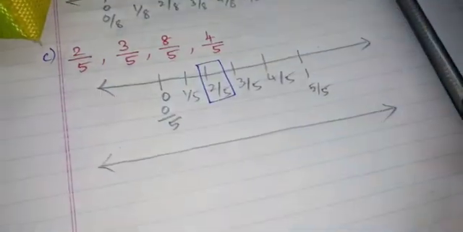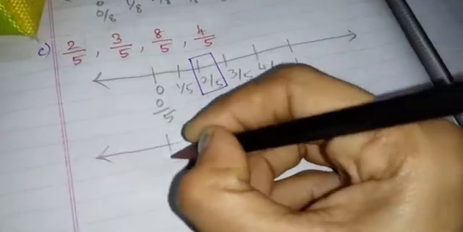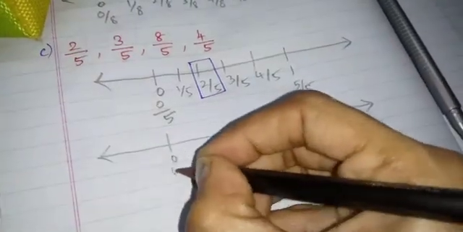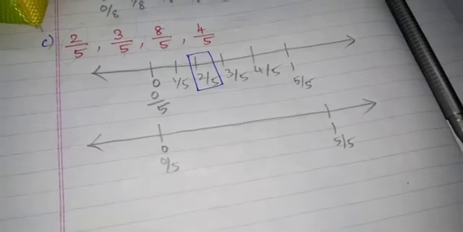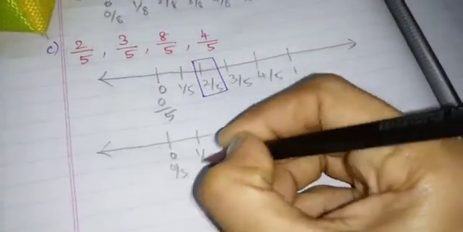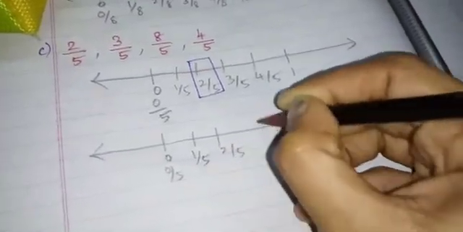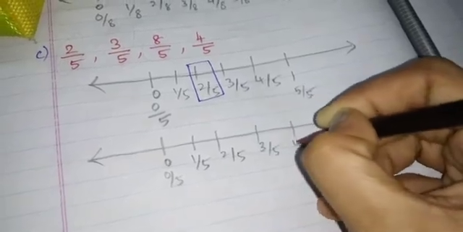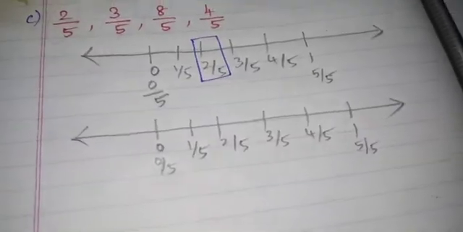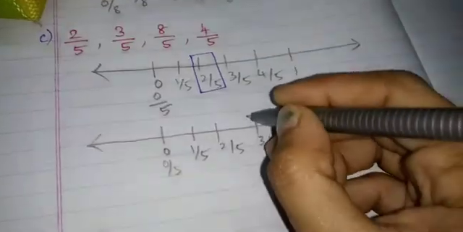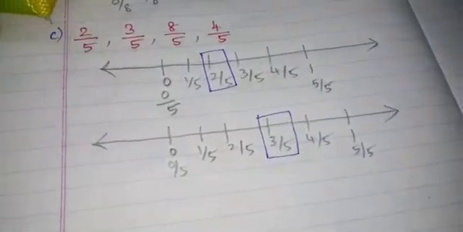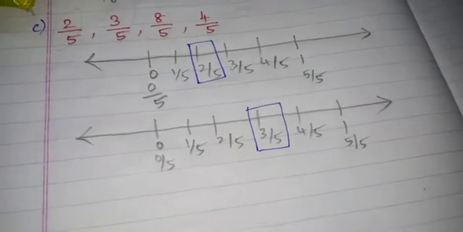3 by 5 is also a proper fraction. So, it lies between 0 and 1. 0 by 5, 5 by 5. 1 by 5, 2 by 5, 3 by 5, 4 by 5. Okay? So, in this, where does this number 3 by 5 come? Here. Okay? So, we have marked it.